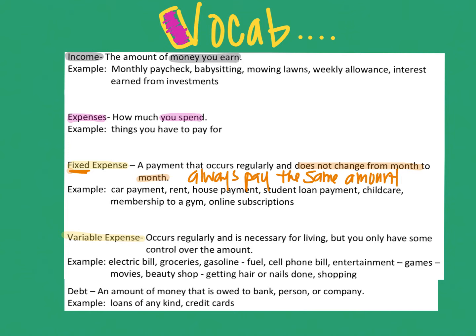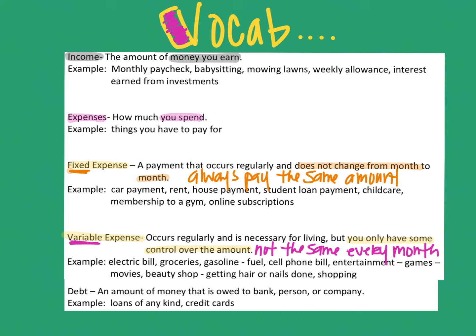Then a variable expense, the difference in that is you have some control. You have some control over the amount that you spend, which basically means it's not the same every month. Not the same every month. You get to decide how much you want to spend.